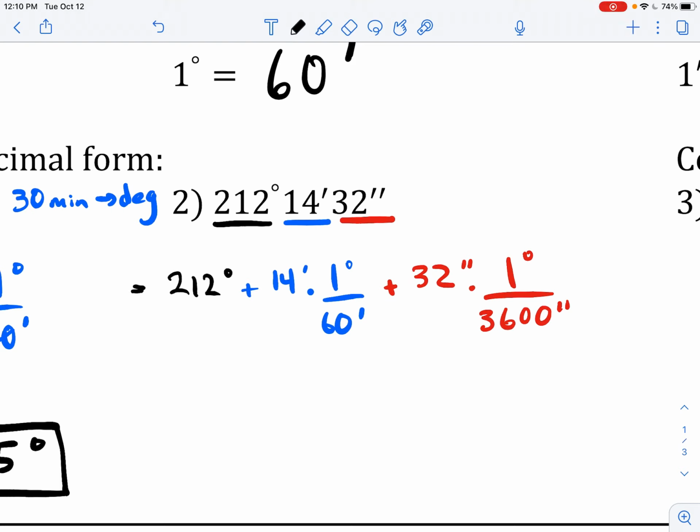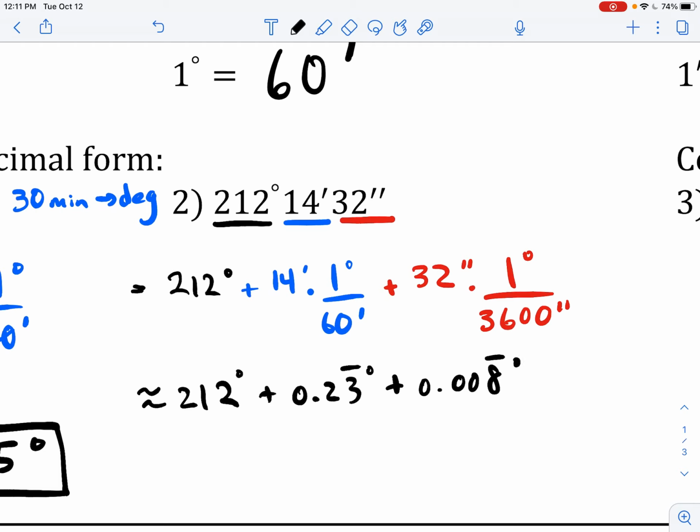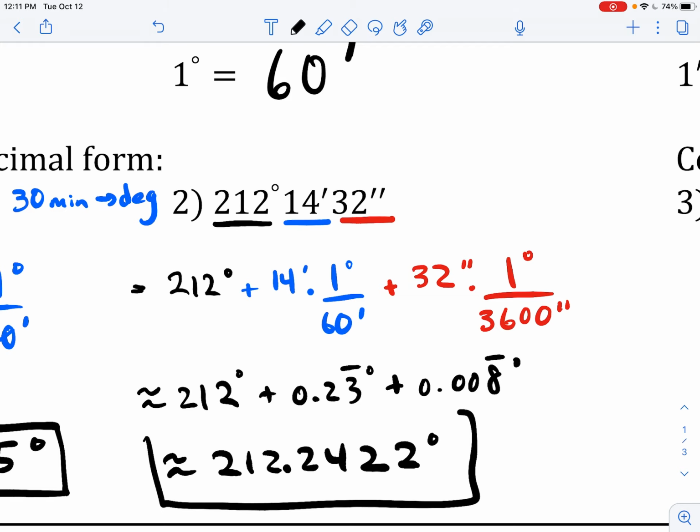You could write this as an exact fraction as well, but let's just go with a decimal approximation. We've got approximately 212 plus about 0.23, and that 3 is repeating. 32 divided by 3,600 gives us 0.008, and that's repeating. These are all in degrees. What we've done is convert the minutes and seconds into degrees. Altogether, this comes out to 212.2422, and this keeps going, but we'll just write this as degrees. Okay? There's that value there.